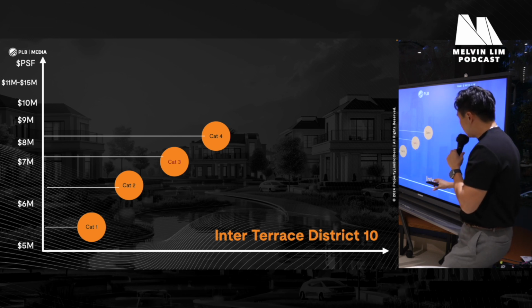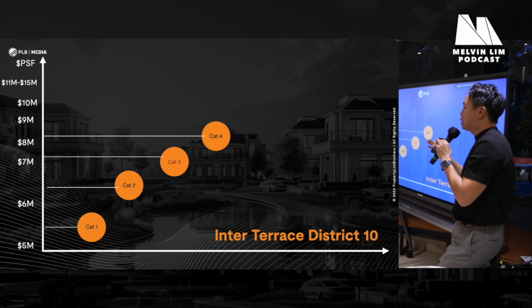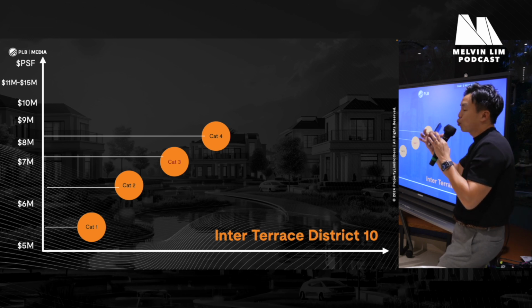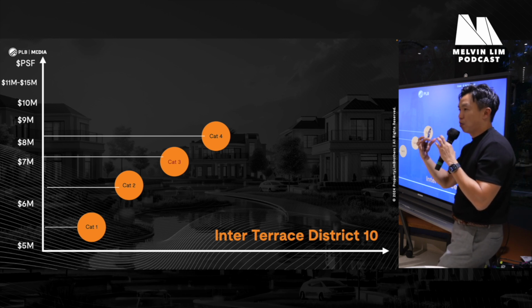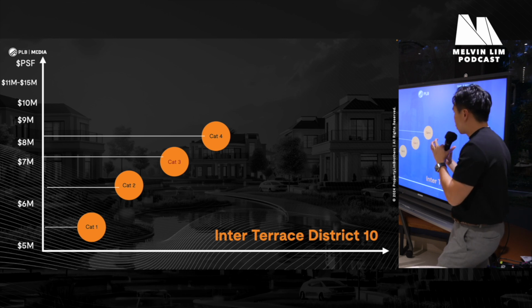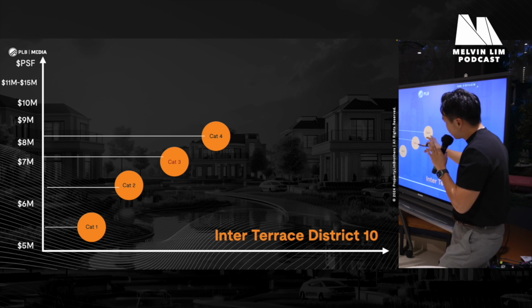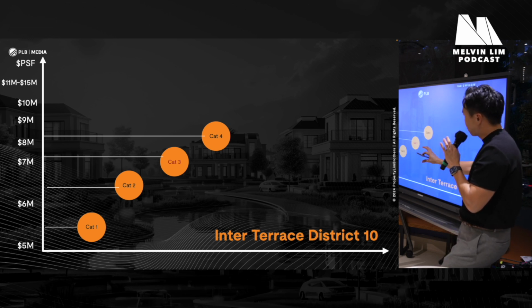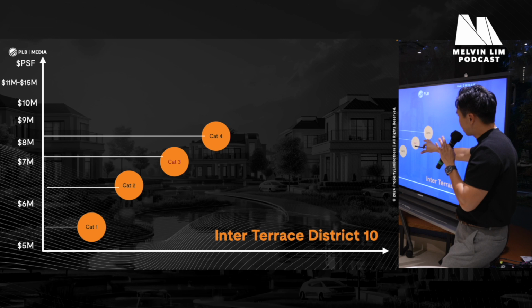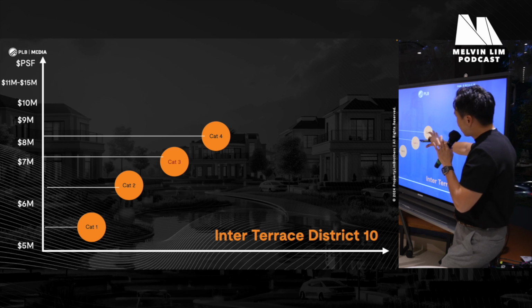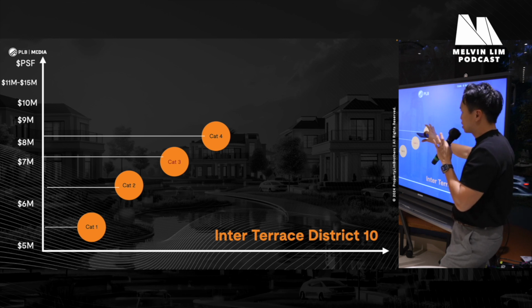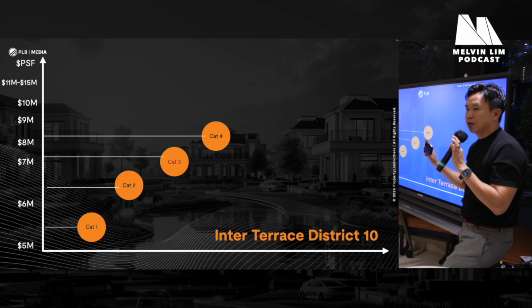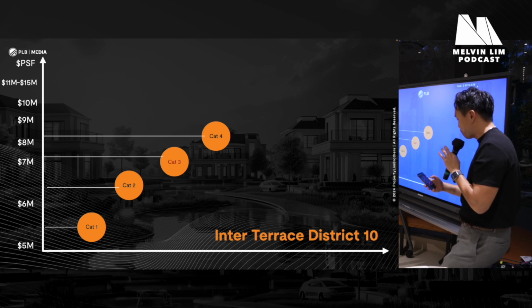So this is inter-terrace in District 10. Of course, District 10, it depends on certain premium enclaves. Certain enclaves are more pricey, certain enclaves are lower in quantum. But by and large, based on the current inventory, this is the range. So Cat 1 homes, you can still see something in the range of about 5.5 million. Cat 2, 6 over million. Cat 3, about 7 odd. Then Cat 4, brand new from developers, there are some listings at about 8.8 million for inter-terraces, right?